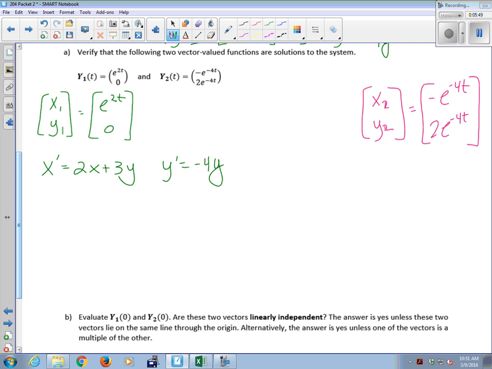All right, so what is x prime then? If x is e to the 2t, what is x prime? 2e to the 2t. And I'm checking, does that equal 2 times x plus 3 times y? So 2 times x, which is e to the 2t, plus 3 times y, which is 0. Is that true? Yes. Okay, so that part checks out.